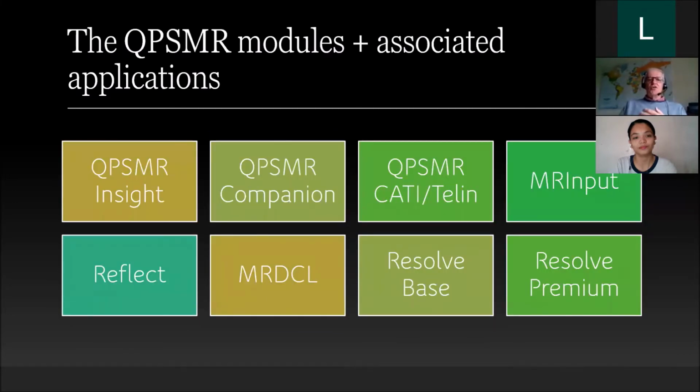And the modules that we have, and these are overflowing into other products here, but if we go along the top line first, these are the QPSMR products. The old product is QPSMR Insight. The new product is QPSMR Companion.